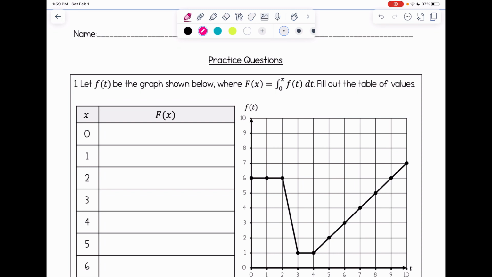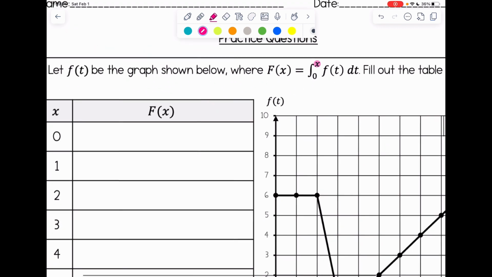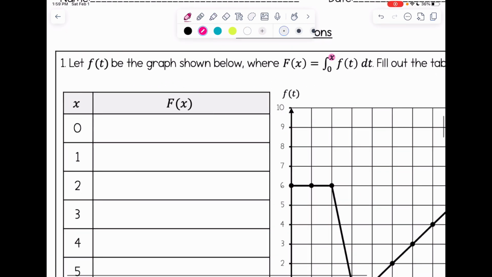So it says, let f of t be the graph shown below, where capital F of x is equal to the definite integral from 0 to x of f of t dt, and we're going to fill out this table of values. So if I take a look at this here and just zoom in, we are going to be plugging in each value of x from the table of values in for that upper bound. So if I take a look at when x is 0, I'm basically finding the definite integral from 0 to 0 of f of t dt.